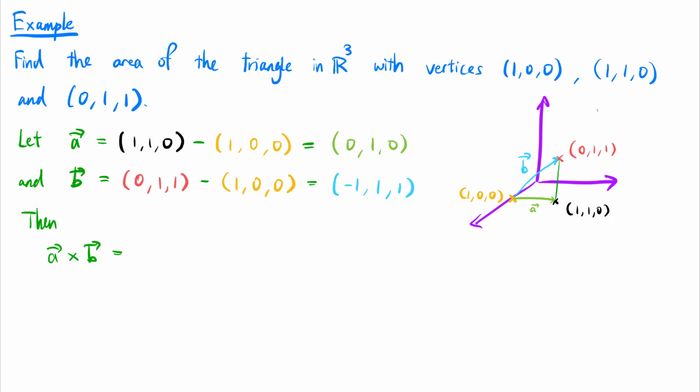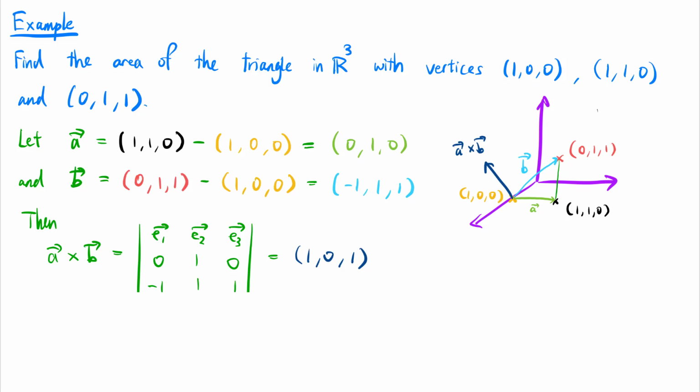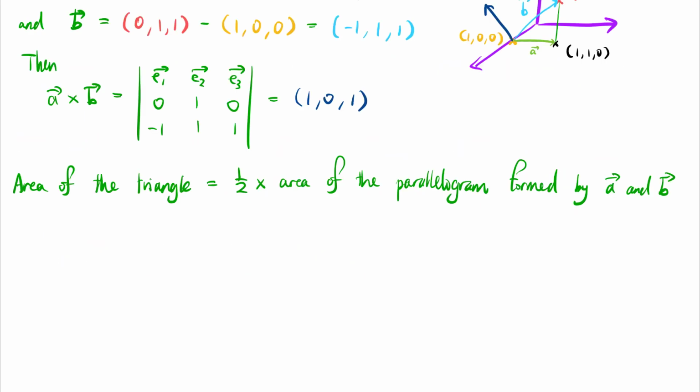So we compute A cross B equals the determinant of E1, E2, E3; 0, 1, 0; -1, 1, 1. This equals the vector (1, 0, 1). Hence, the area of the triangle is equal to 1/2 times the area of the parallelogram formed by A and B, which equals 1/2 times the length of A cross B. This equals 1/2 times the square root of 1 squared plus 0 squared plus 1 squared, and we get the answer square root of 2 over 2.